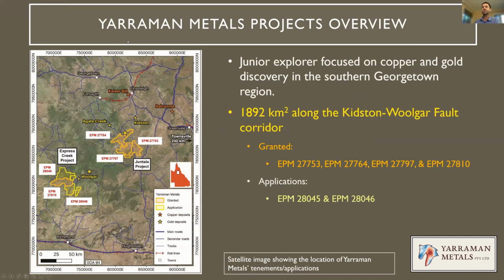Okay, so just a bit of an introduction to Yarraman Metals. We started the company in late 2020. We've got just under 2,000 square kilometres of ground focused along the Kidston-Woolgar corridor, which is somewhat relevant to what other people have been talking about today.